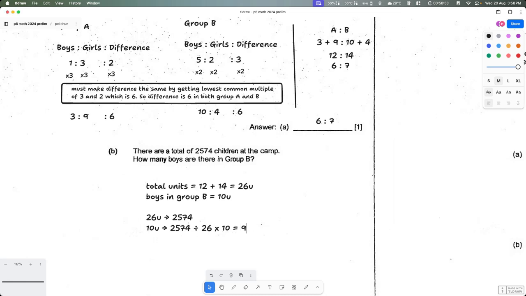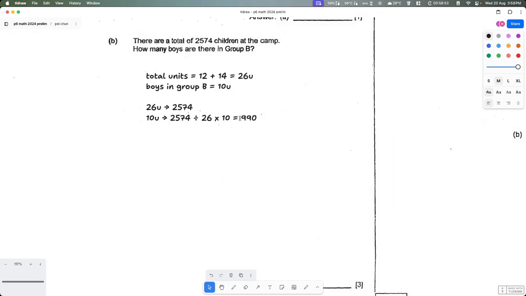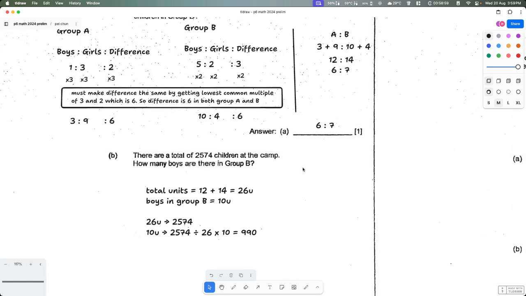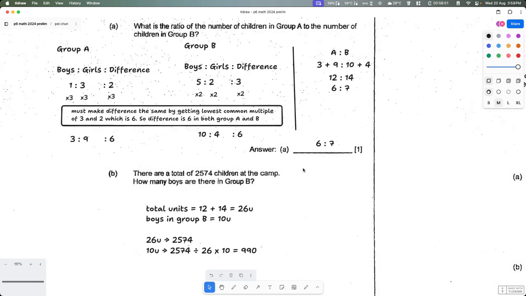990. There you go. So the answer for this is 990. All right, that's it. All right, let's move on to the next question.